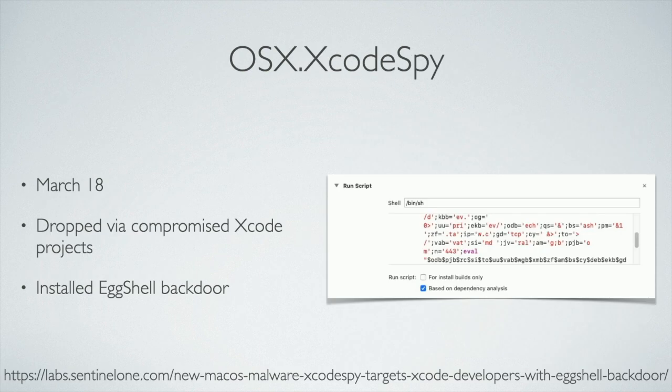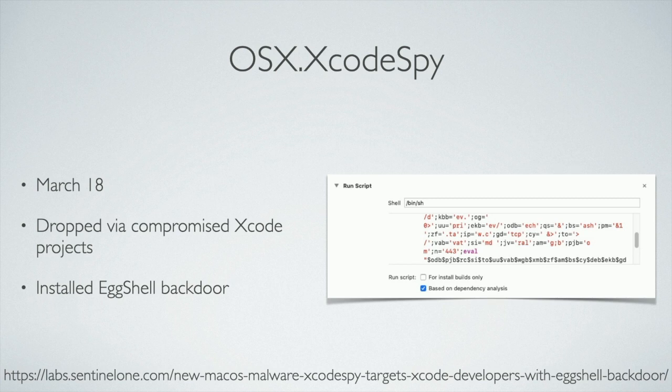XCodeSpy was another really interesting one that came out in March. This one was delivered through compromised Xcode projects. What the bad guys did here is they added a very obfuscated script to an Xcode project that would run as soon as you built and ran the project. And they were distributing this. So obviously the intent here is to infect targeted developers who are using Xcode. And what it would do is install an EggShell backdoor.